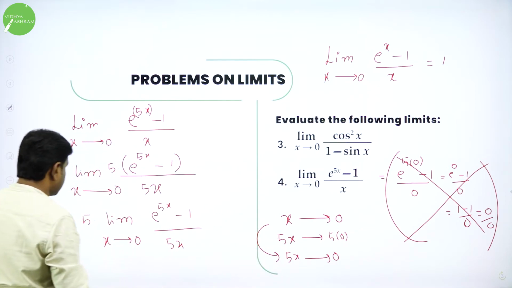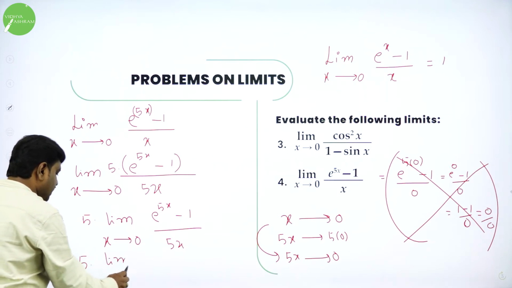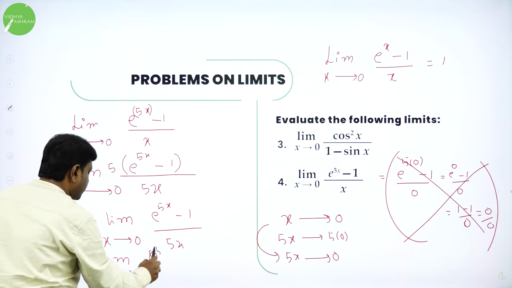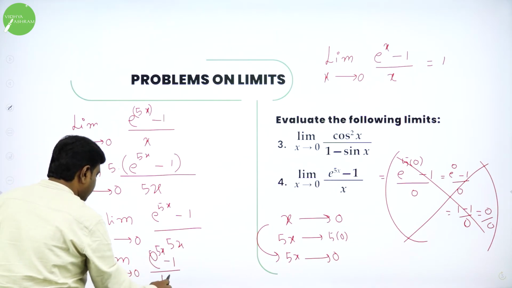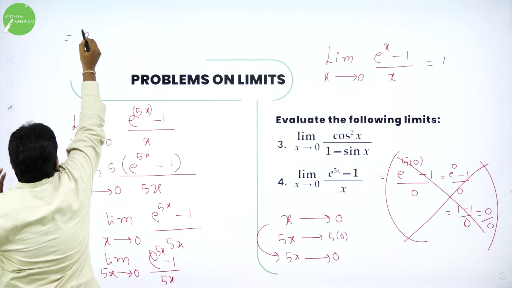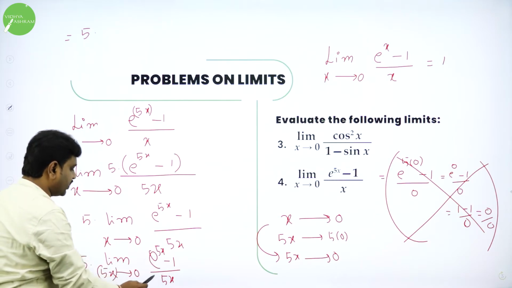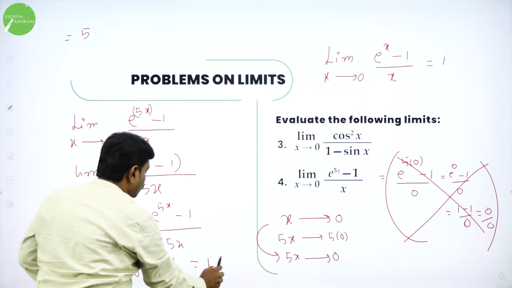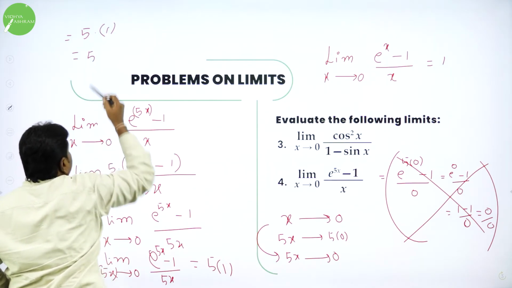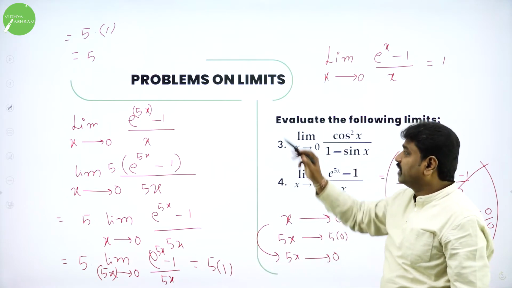0. So in place of x tends to 0, I can write 5x tends to 0, with 5 into the limit. And e power 5x minus 1 by 5x becomes what? The answer is 5 into 1, which is 5. For the second question, we got the answer as 5. I hope all of you understood.